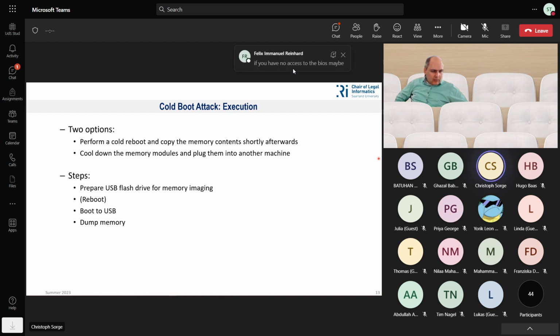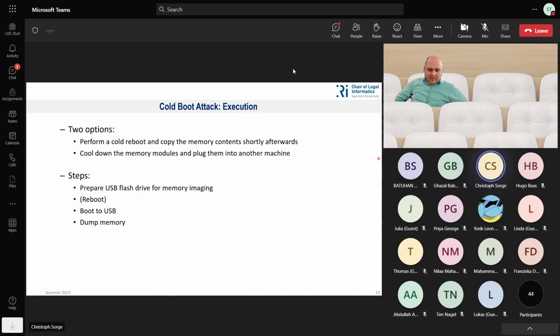Or what else might happen? If you have no access to the BIOS, yeah, okay. So if you have access to the BIOS, you might change the configuration. Otherwise, many systems are configured by default to enable boot from a USB drive. So it's quite likely that it will work, that you can boot from the USB drive. Some systems are actually configured to wipe the memory contents when you reboot. So in that case, of course, the cold boot attack using the USB drive will not work.